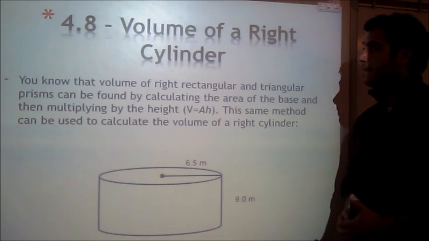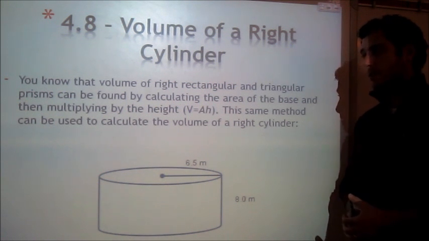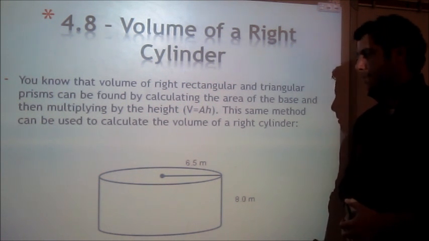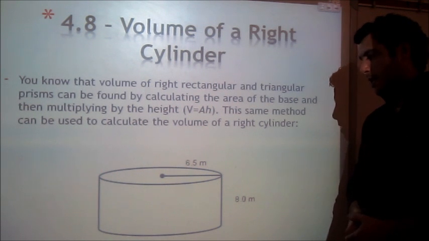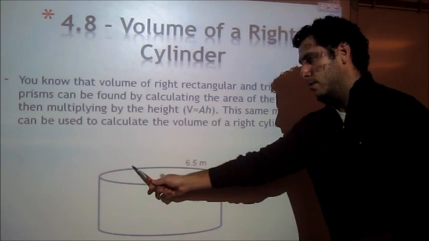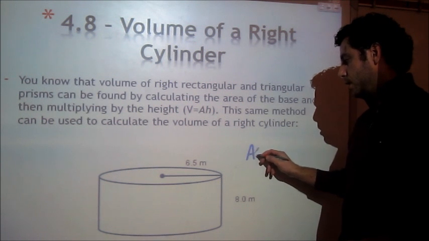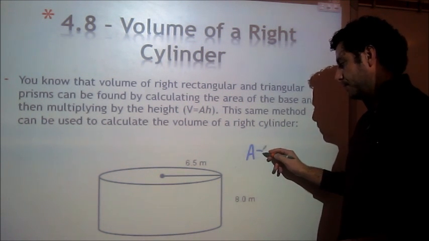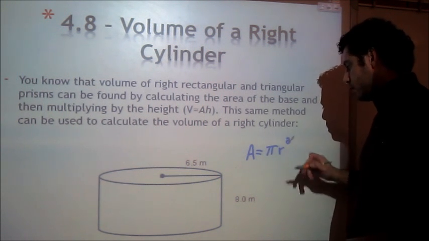Topic 4.8, volume of a right cylinder. You know that volume of right rectangular and triangular prisms can be found by calculating the area of the base and then multiplying by the height. This same method can be used to calculate the volume of a right cylinder. Here's a right cylinder, and in order to use this method, we need to calculate its base's area and then multiply that by the height. Now, the cylinder's base is a circle, and to calculate the area of a circle, we have to use the formula pi r squared.